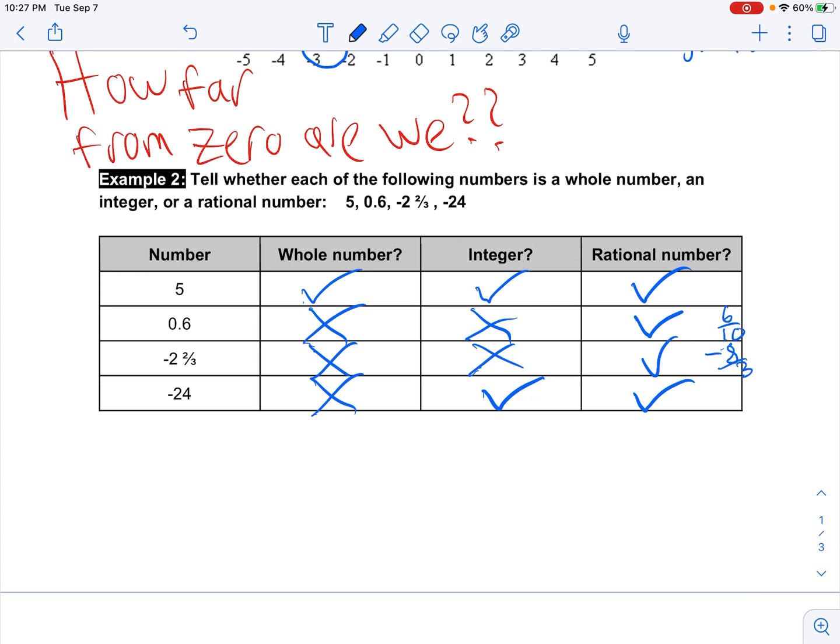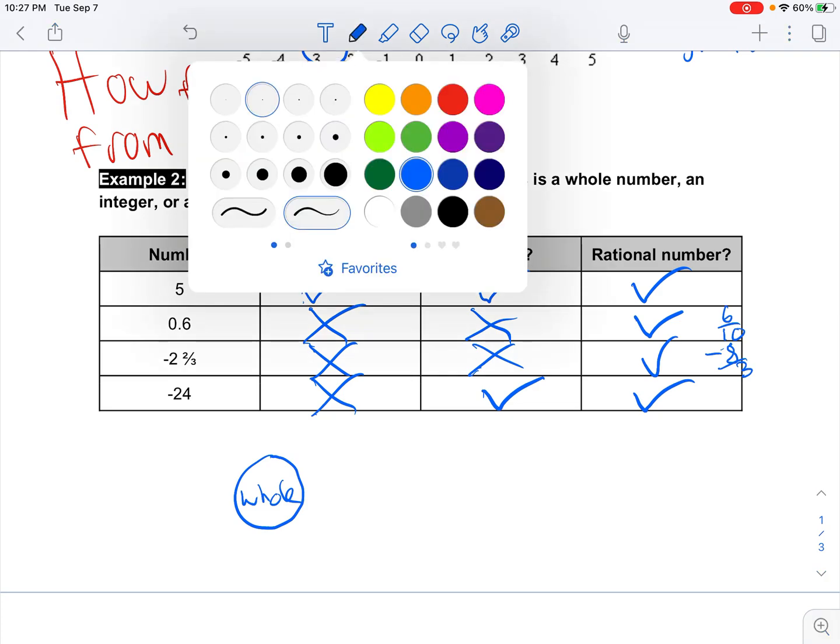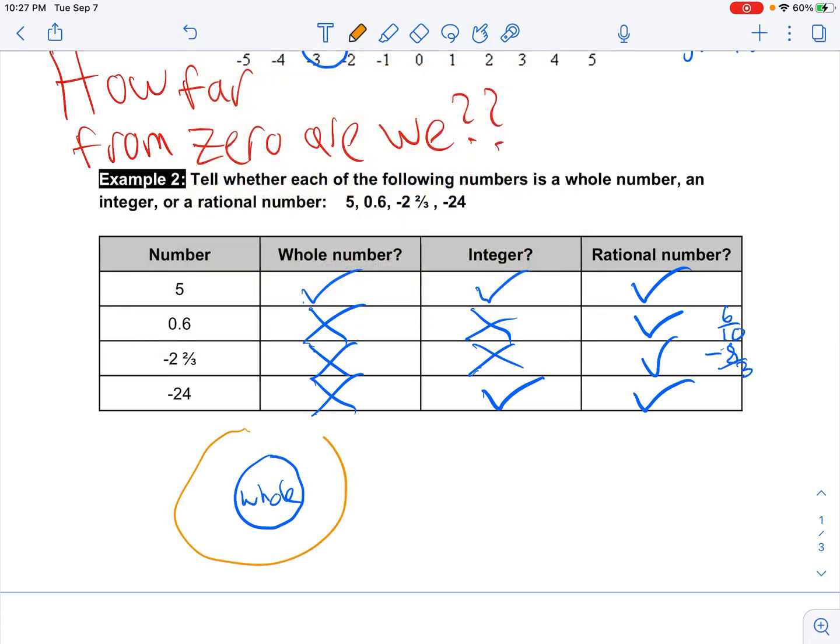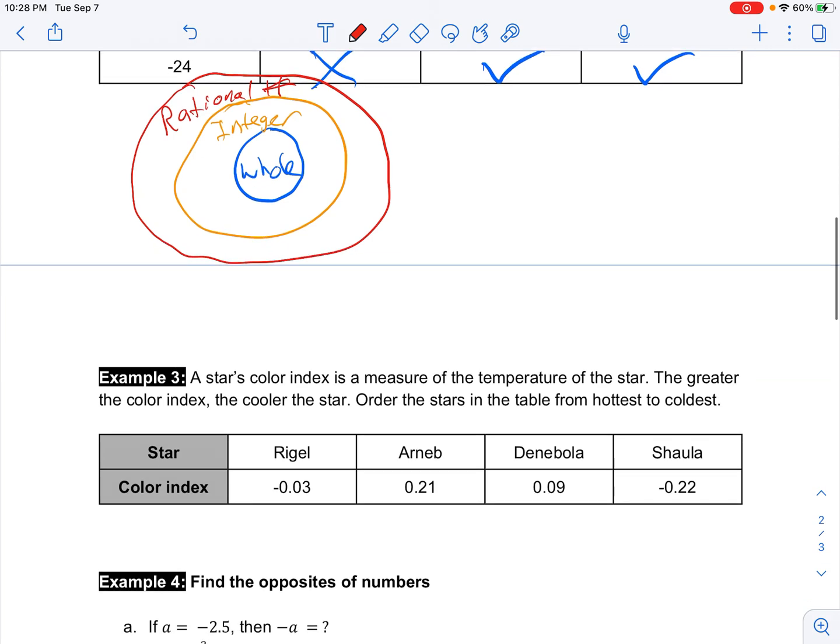Just going to draw something up for you. With our vocab words, our smallest circle for right now is our whole numbers. And then we have a slightly larger circle because all whole numbers are integers. And then even greater than that, if it's an integer, it could also be a rational number. So that's kind of a visual of what we're doing right here.